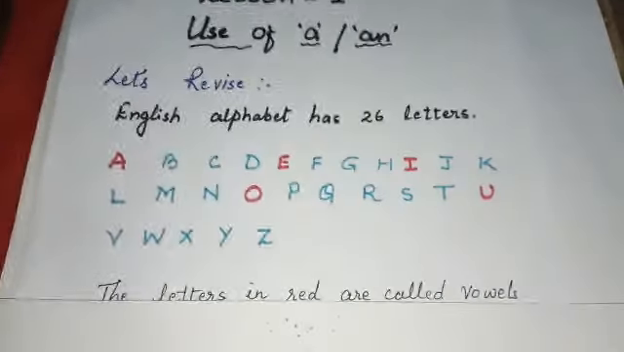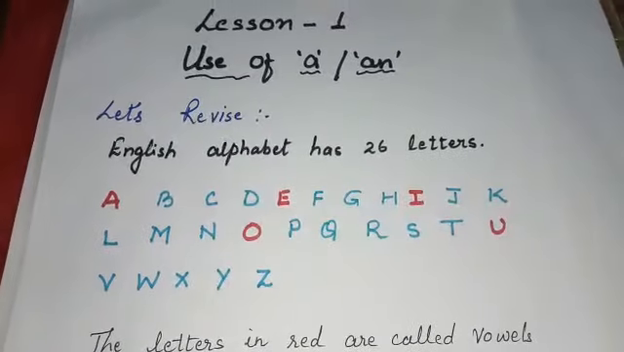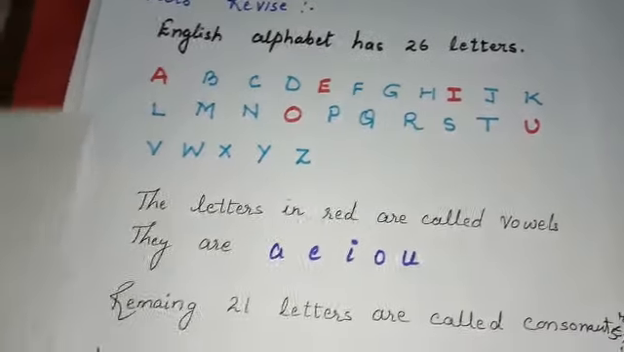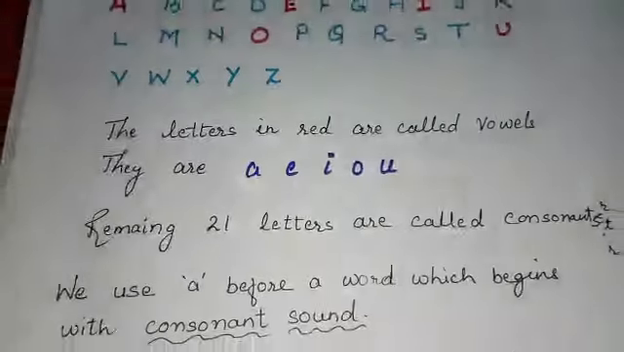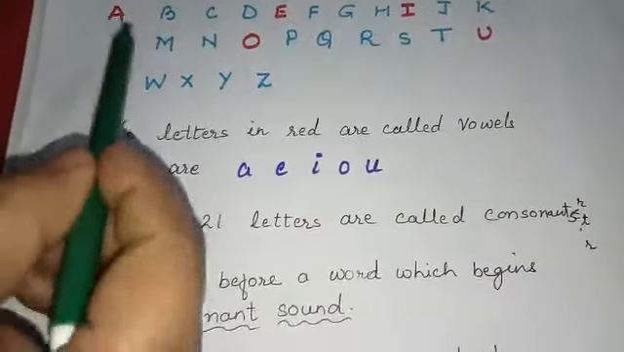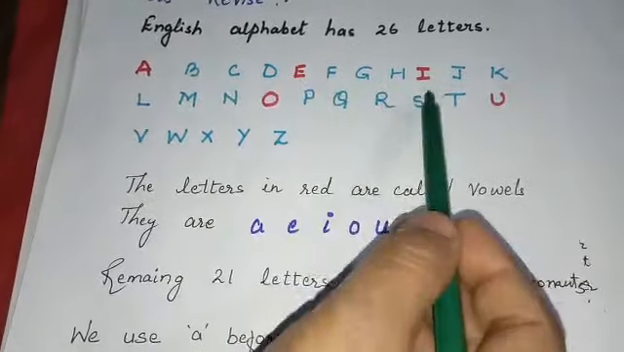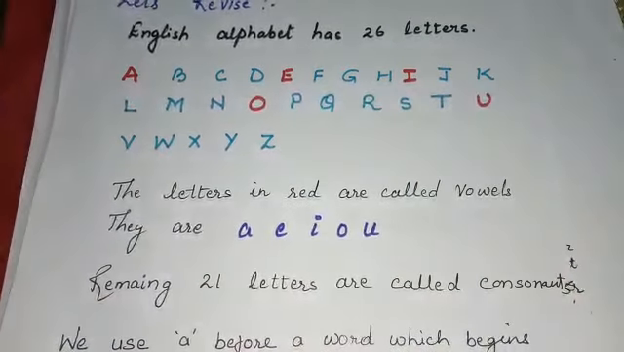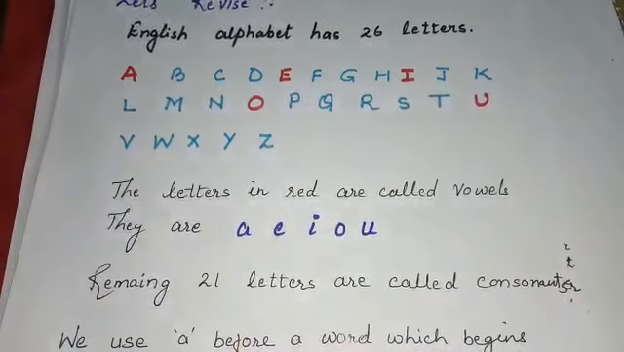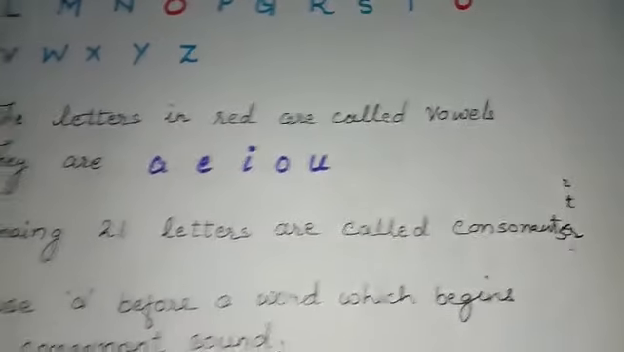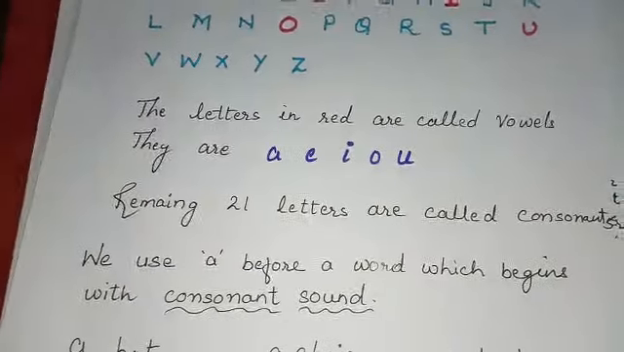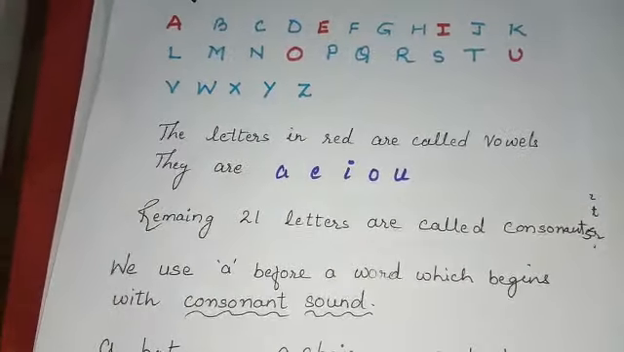Here you can see some letters are written in red. They are called vowels. They are A, E, I, O, U. As you can see, children, A, E, I, O and U are the vowels, and the rest of the letters, 21 letters, are called consonants. Now, before starting the lesson, just remember all the 5 vowels A, E, I, O, U.